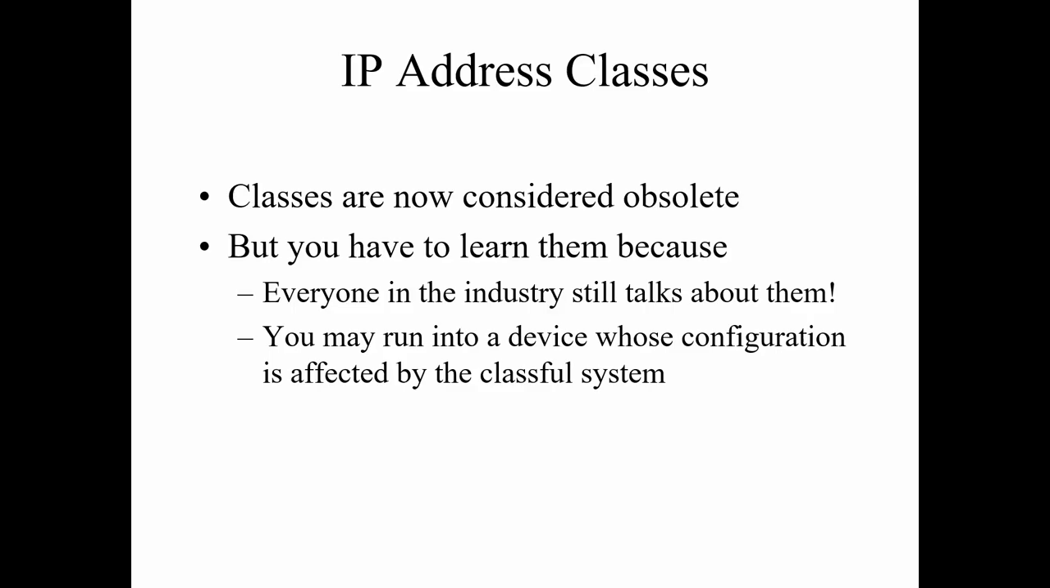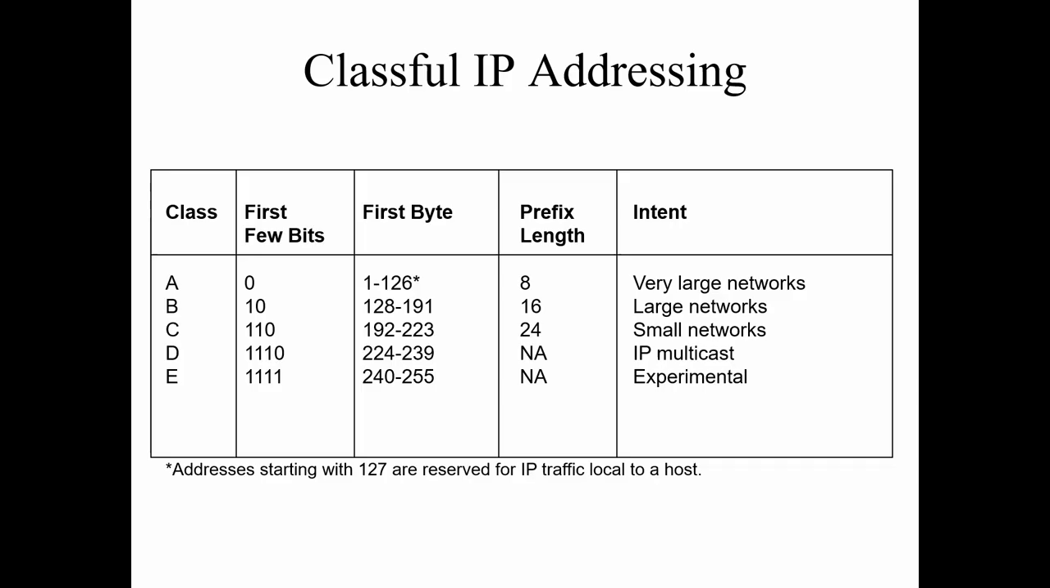Our next slide will give us a nice diagram for that. So class A, if the first octet starts with any number between 1 and 127, it's class A, and normally is used for very large networks. Class B is between 128 and 191, again in the first octet, and that's for large networks. Class C is anywhere between 192 and 223, and those are smaller networks.